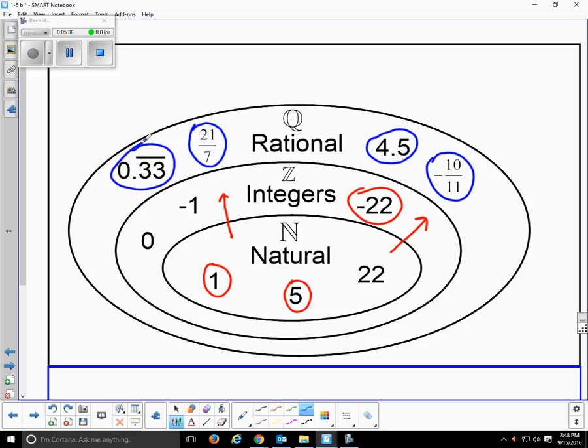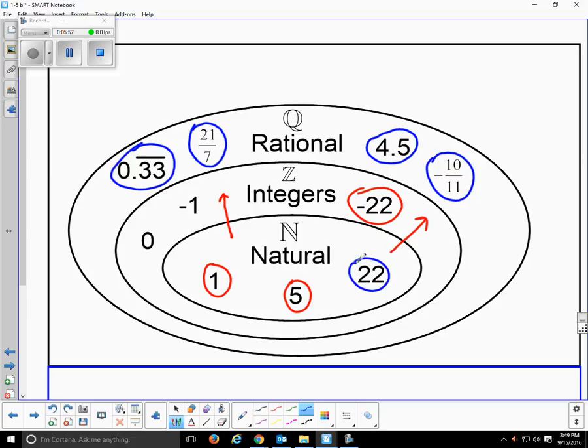0.333333333 is 1/3. So if it's a decimal that either stops, like 4.5, or repeats, like 0.333333333, those are rational numbers, because you could write it as a fraction. Let's look down here though. Let's look at 22.